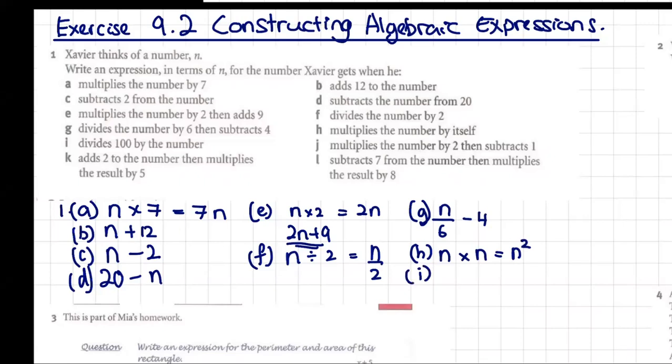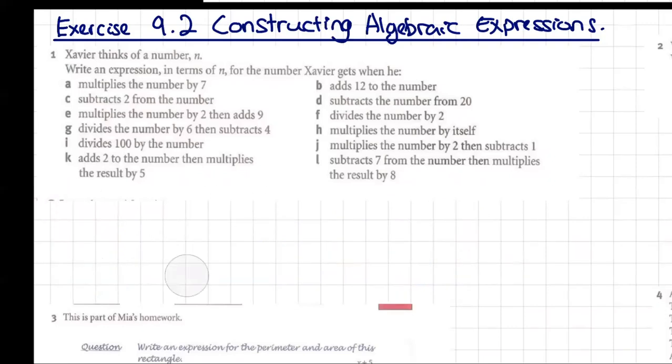Next one, question I. Divides 100 by the number. Divides by the number means I will take 100 divided by n. So it's going to look like this. Okay, great. So let me just erase and make some space and look at question J. Question J says that we need to multiply the number by 2 and subtract 1. So question J is multiply the number by 2 and then subtract 1.